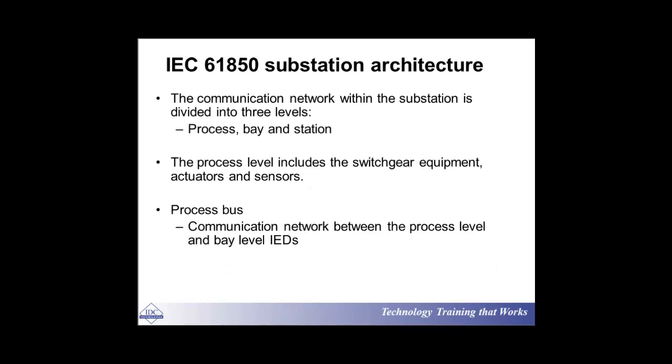Right. Also, it says the communication network within the substation is divided into 3 levels. This is what I said before. So we have got the process level, we have got the bay level, and we have got the station level. So the process level includes the switchgear equipment, the actuators, the sensors, the CTs, the VTs, and the motors and generators and transformers or something. And then the process bus is also the communication network between the process level and the bay level IEDs. So that is for the process part, okay?